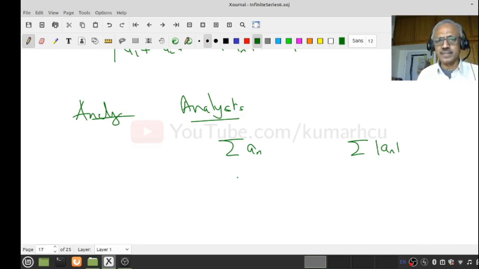Very rarely will they use various other tests. They will first check for absolute convergence, and to check absolute convergence, they will try the ratio or root test, or directly estimate the |An| and compare with some geometric series. Comparison with a geometric series, as I said, is the mother of all tests. So you get the result, if you are lucky.